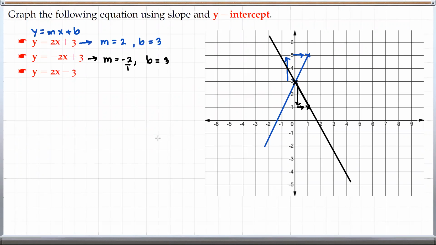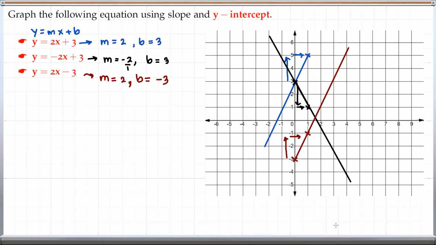Now let's try the third one. Again, we compare with y equals mx plus b. We see that m is 2 and b is -3. So slope m is 2 and b is -3. That means the y-intercept is right here, -3, and the slope is 2. You go 2 units up and 1 unit to the right. So you are here. So the graph must go through these 2 points. That means it must look like this. So this is the graph for the third equation.